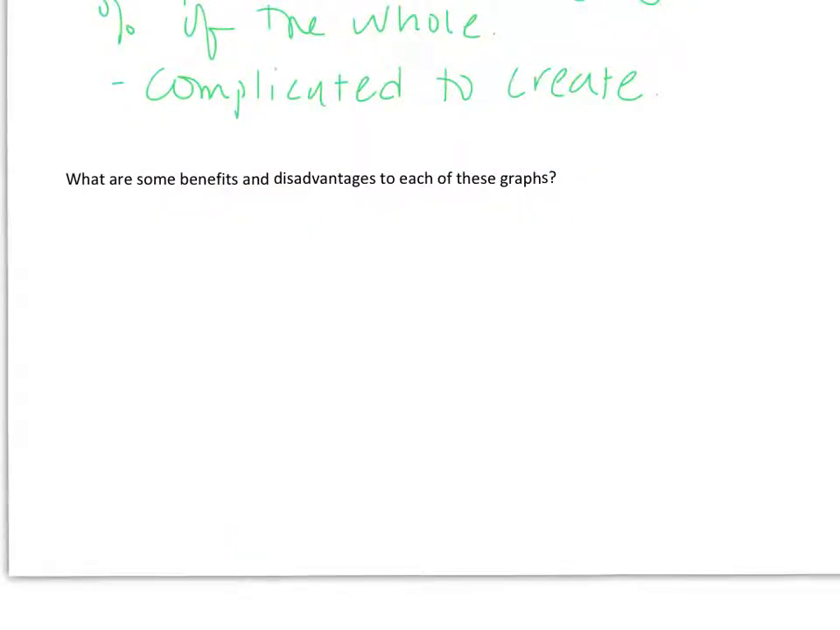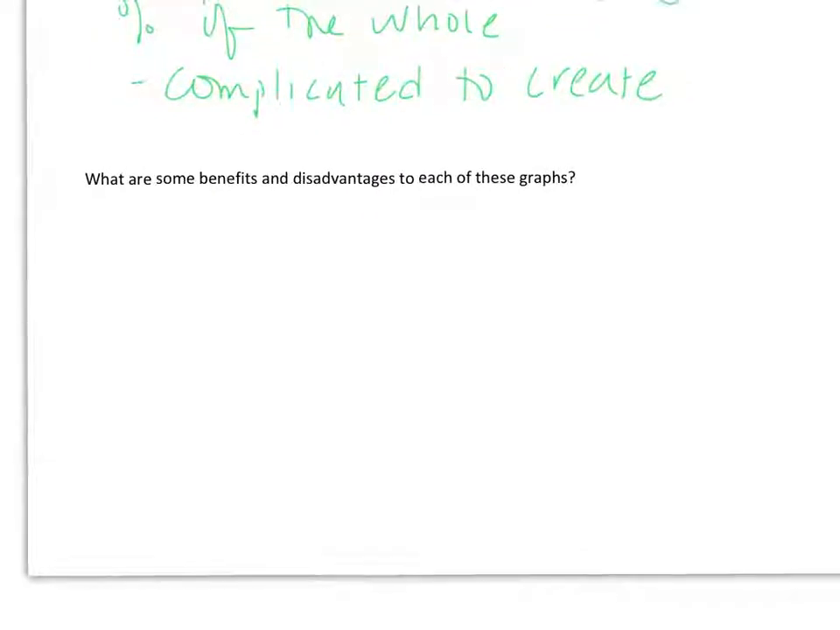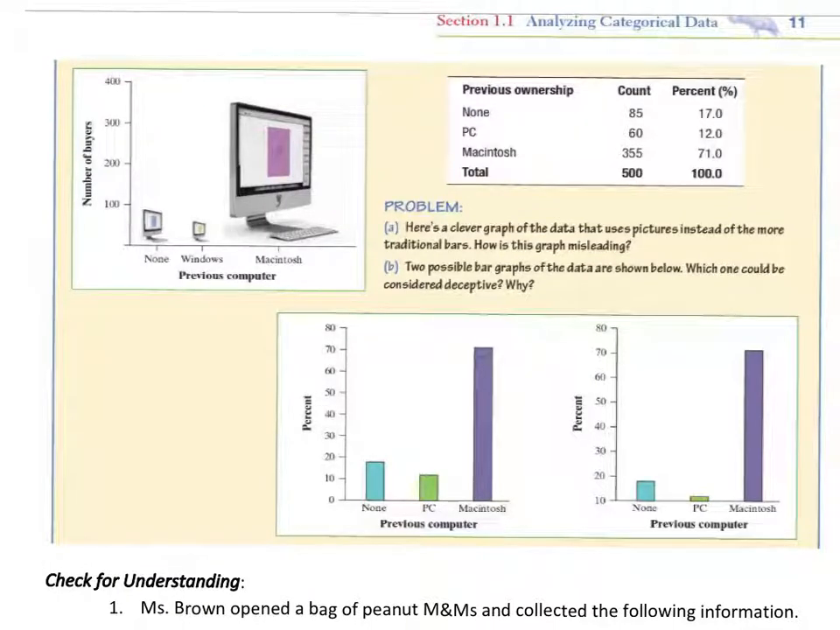Take some time and think about some of the benefits and disadvantages to each of these graphs. For example, like I said, the pie chart is complicated to create, whereas the bar chart is easier to create. Can you think of any other advantages or disadvantages of using each of these graphs? A third type of graph that's often used when we talk about categorical data is called the pictograph. While pictographs are pretty to look at, they're often misleading and they give us the wrong impression as to what the data is actually trying to tell us.